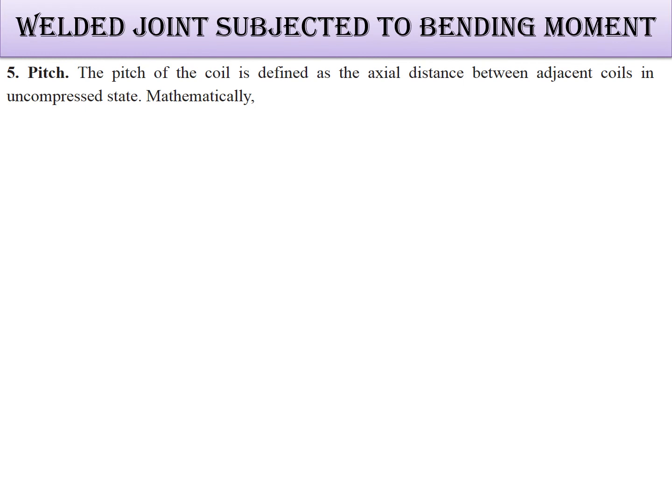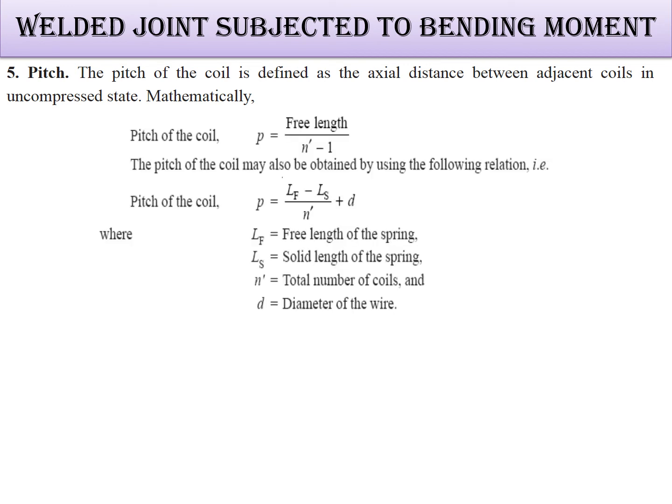Pitch of the coil is defined as the axial distance between adjacent coils in the uncompressed state. Pitch is equal to what? The free length minus the solid length, divided by n', that is the total number of coils, plus d. This is how you can get the value of pitch. So these are the terms which we use in the spring. Thank you.